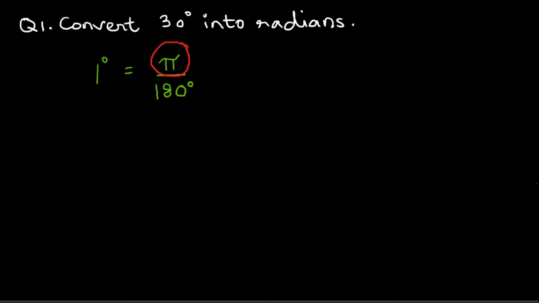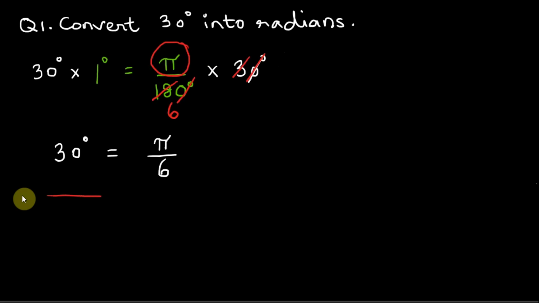Now multiply each side by 30 degrees because we want the left side equal to 30 degrees. The 0 cancels out. 3 divides 18 by 6. Therefore 30 degrees equals pi by 6.